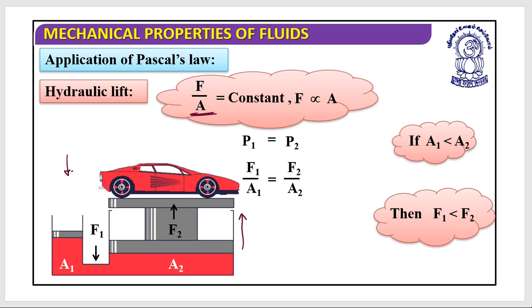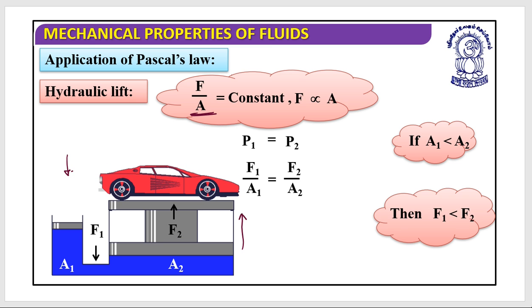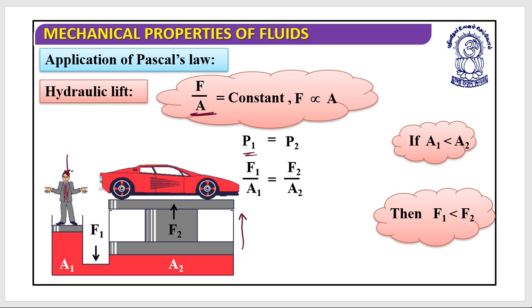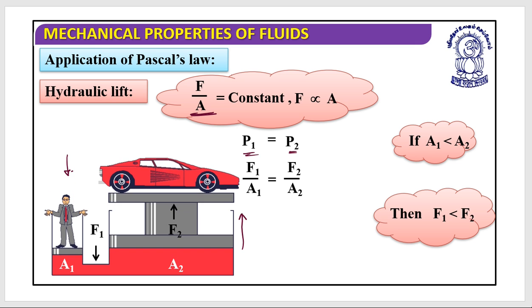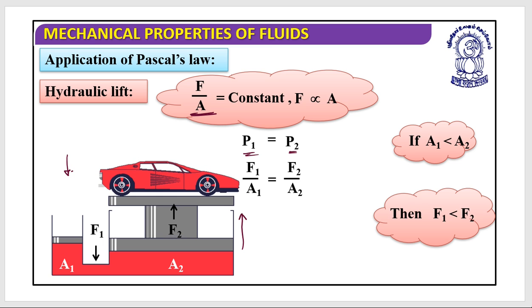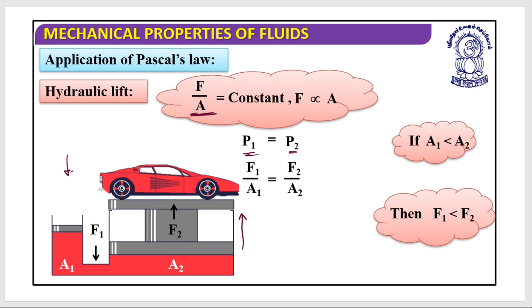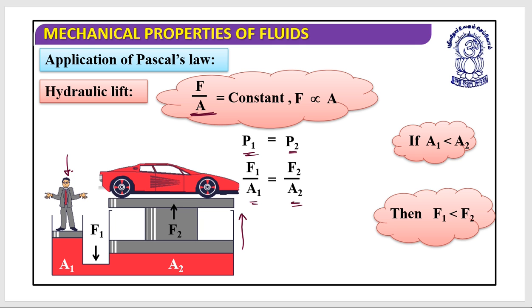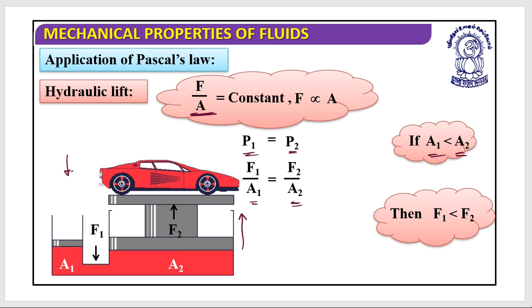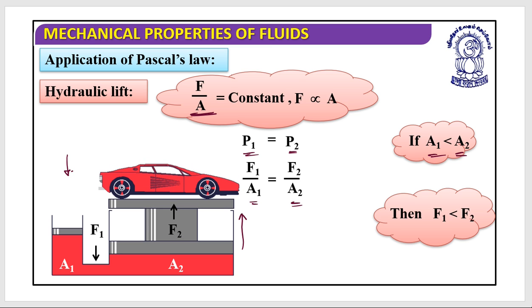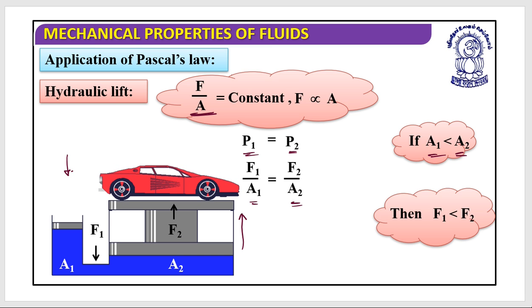So this is the situation. Force by area is equal to a constant, and the pressure transmitted on both sides is equal. So P1 equals P2, and from this F1 by A1 is equal to F2 by A2. If A1 is less than A2, I hope this is clear. Is it clear?